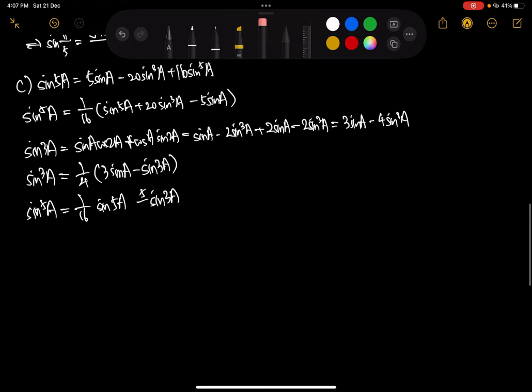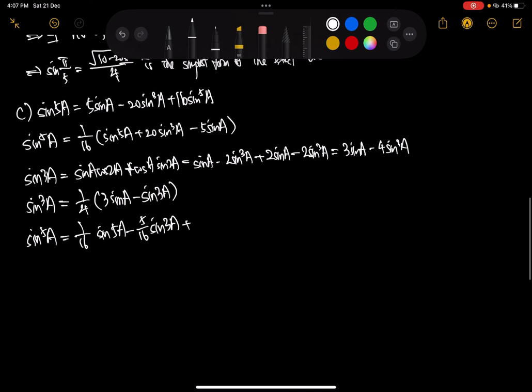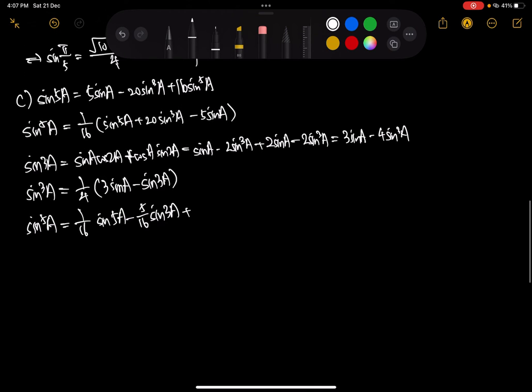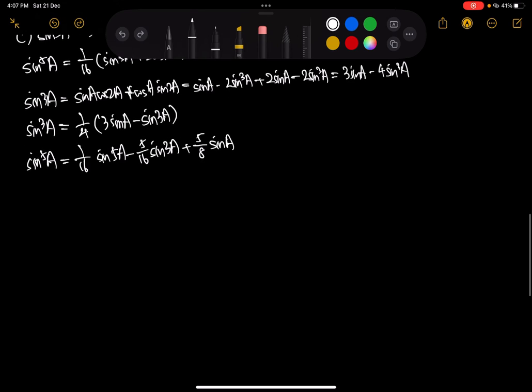16 sine 3A, well, plus 10 over 16, so 5 over 8 sine of a. And this integral is trivial. It's about subbing in the values when it gets hard. So this integral is trivial.